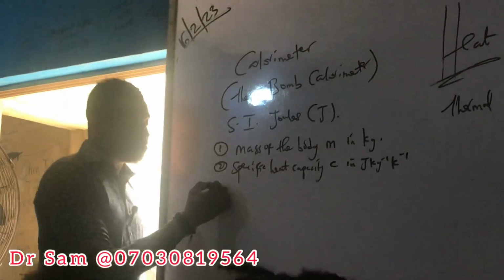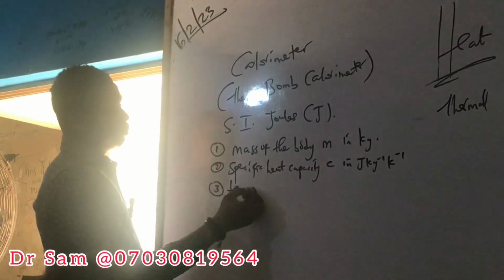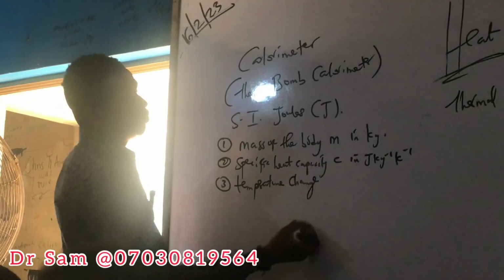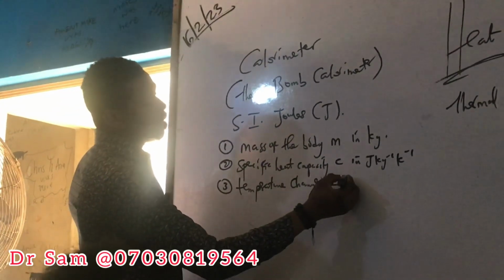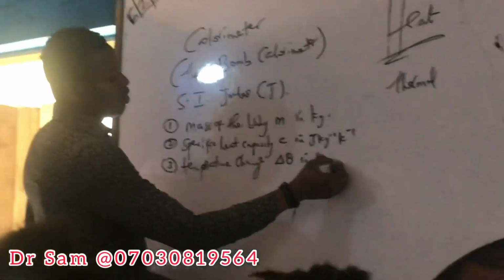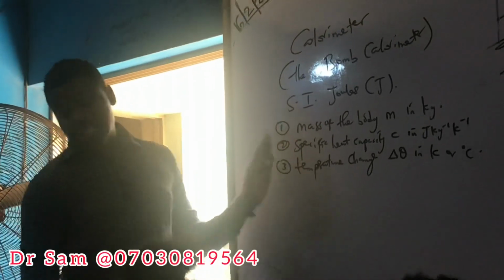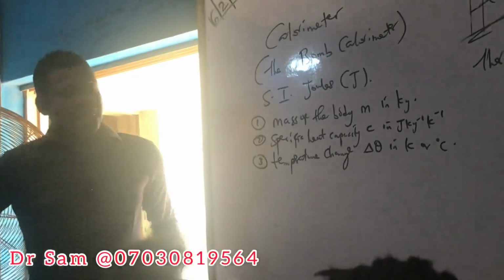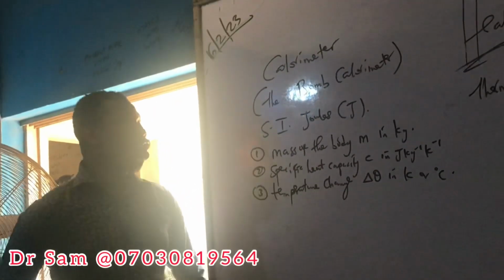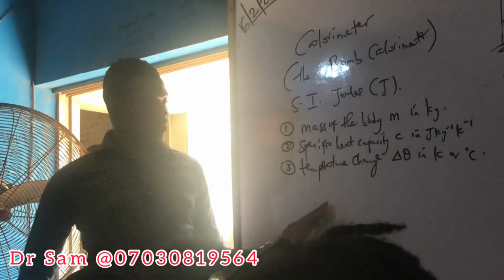Then the number three factor is temperature change. Delta theta, in Kelvin or degree Celsius. So these are the three factors that the quantity of heat absorbed or lost by a body is dependent on.